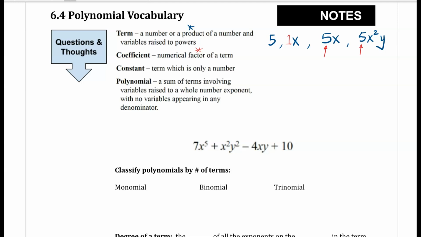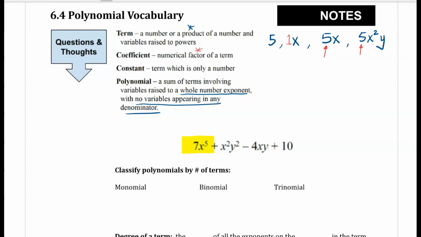And finally, we have the word polynomial, which refers to a sum of terms involving variables raised to whole number exponents with no variables appearing in the denominator. Whole number exponents means no fractions, and no variables appearing in the denominator means that we don't have any negative exponents, because a negative on that exponent, as you remember from prior lessons, means that we take that base and that power and move it to the other part of the fraction, which is usually moving it to the denominator. So our variables have to be in the numerator of any fractions that appear in a polynomial.